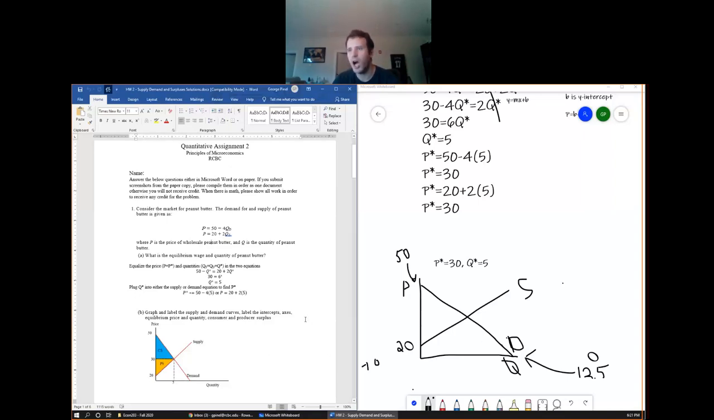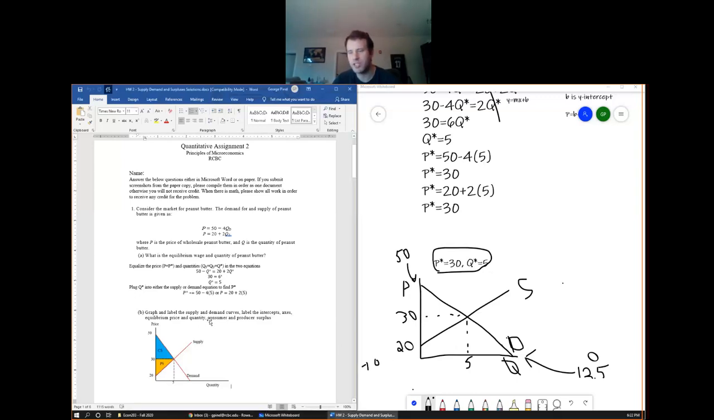All right, so that's that. We label the axes quantity and price, and then we want the equilibrium quantity and price. That's going to be where the two lines intersect. And it'll be Q equals 5 and P equals 30, and we found that up here.